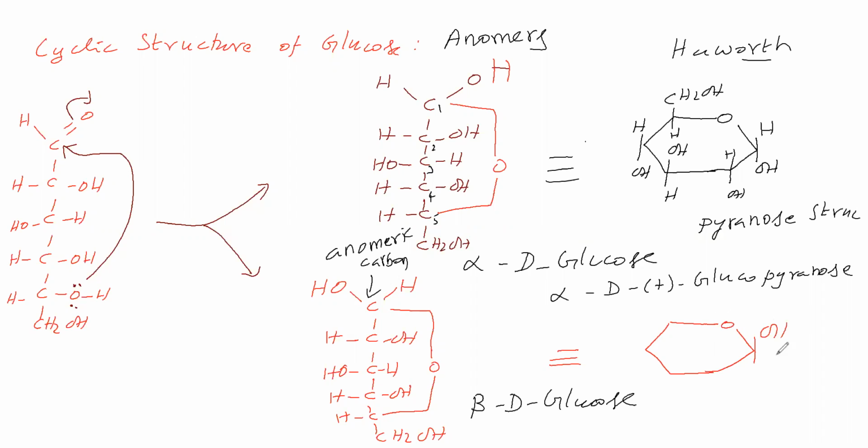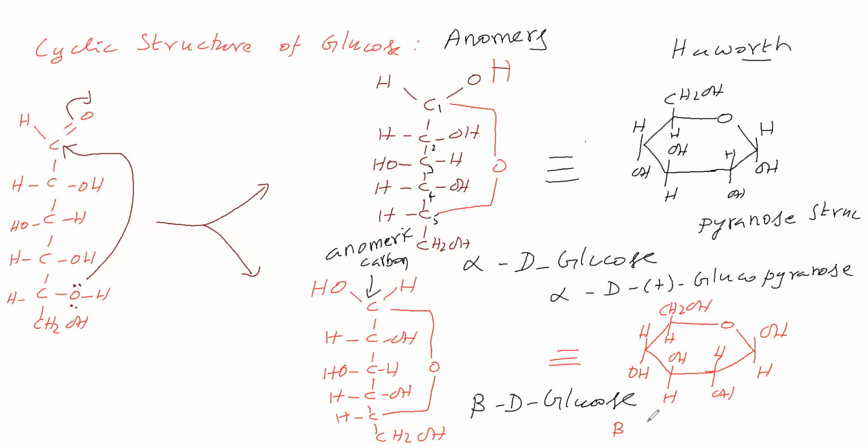So the left side we will write at the top. Second carbon: H on the left, at the top. Third carbon: OH on the left, at the top. Fourth carbon: H on the left, so H is on top. Fifth carbon has one H and a CH2OH group. Always write CH2OH at the top. This is called beta-D-(+)-glucopyranose.